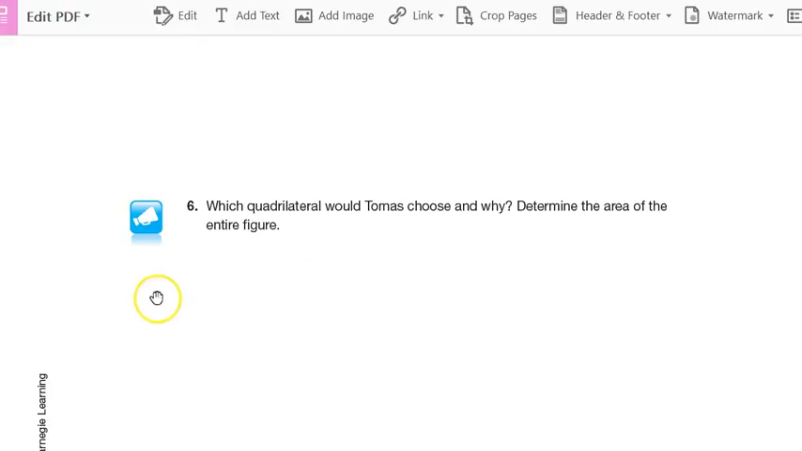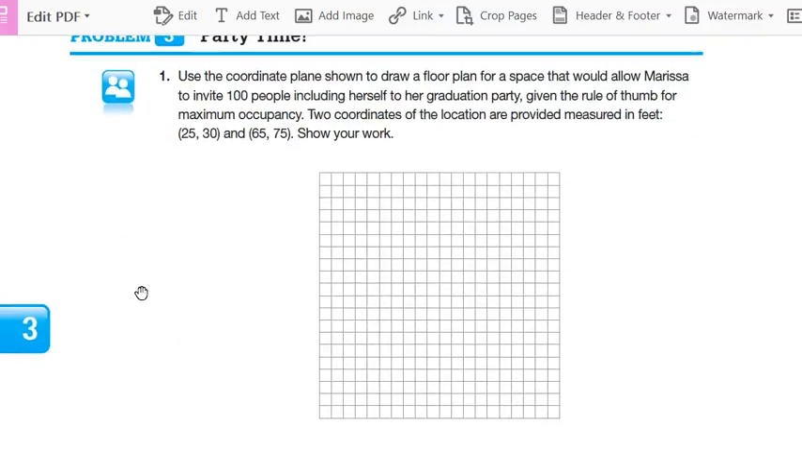And it says which quadrilateral would Tomas choose and why, and determine the area of the entire figure. So you need to get that done, okay? Now use the coordinate plane to draw a floor plan for a space that she could use. It's going to start with these coordinates. You're going to probably need to make each of these lines equal to 5 or maybe 10. I think I'd probably do 5. If you place the origin in this corner, so that would be 0, 0, then you'd have 5, 10, 15, 20, 25. That'd be 25, and you go up 5, 10, 15, 20, 25, 30. That's where the first point would be, okay?